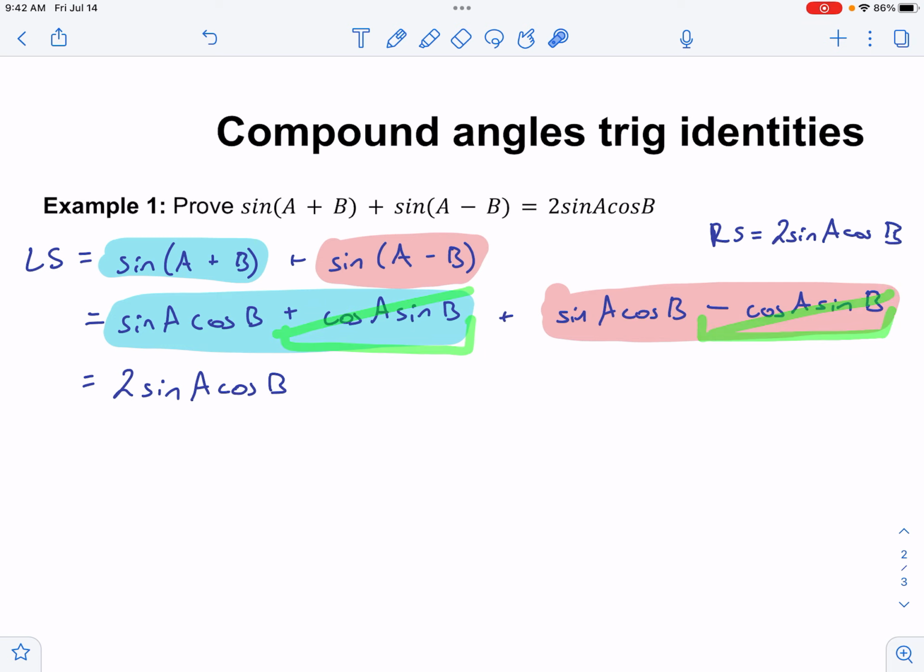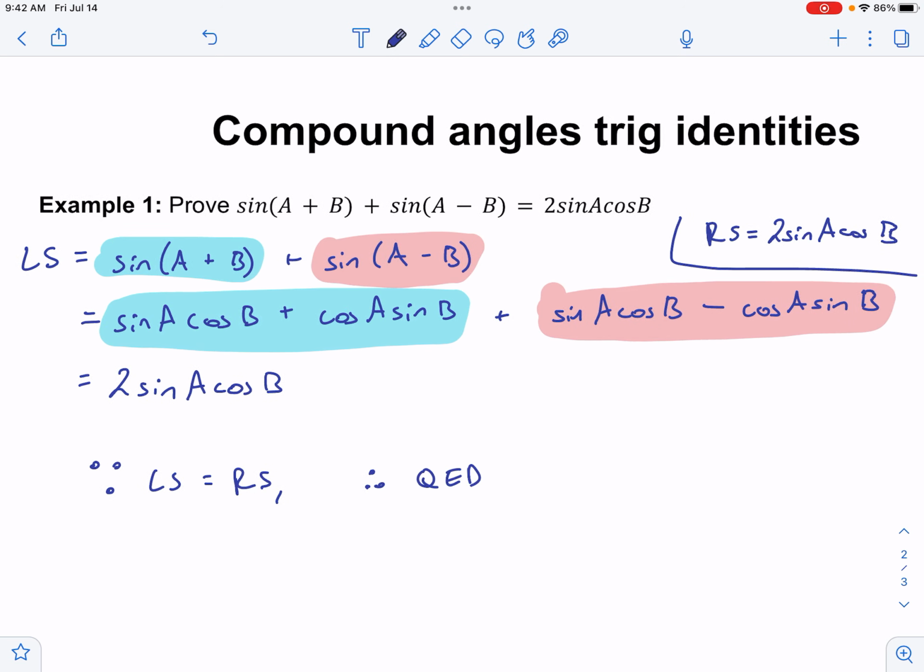And look at that. My left-hand side, 2 sine A cos B, is now equal to my right-hand side, 2 sine A cos B. Perfect! Since left side is equal to right side, therefore QED. Okay, this is a simpler one, but we got there using the formula.